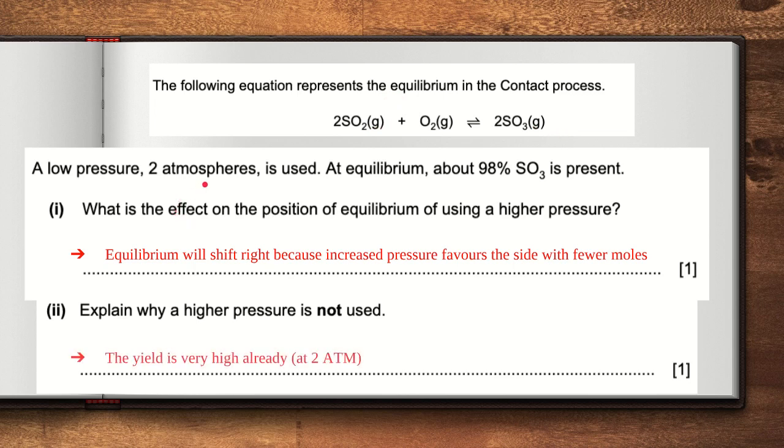Well, you've already got 98% over here. So why would you need to put in extra money, extra time, extra resources? Why would you need better equipment to maintain the pressures? 2 atmospheres is enough. 98% is already a really, really high yield. So that's why you wouldn't use it.